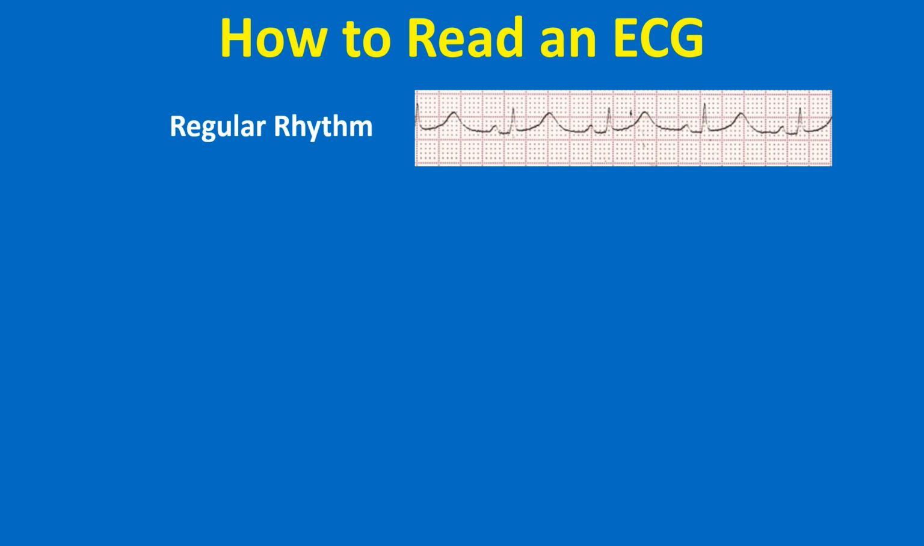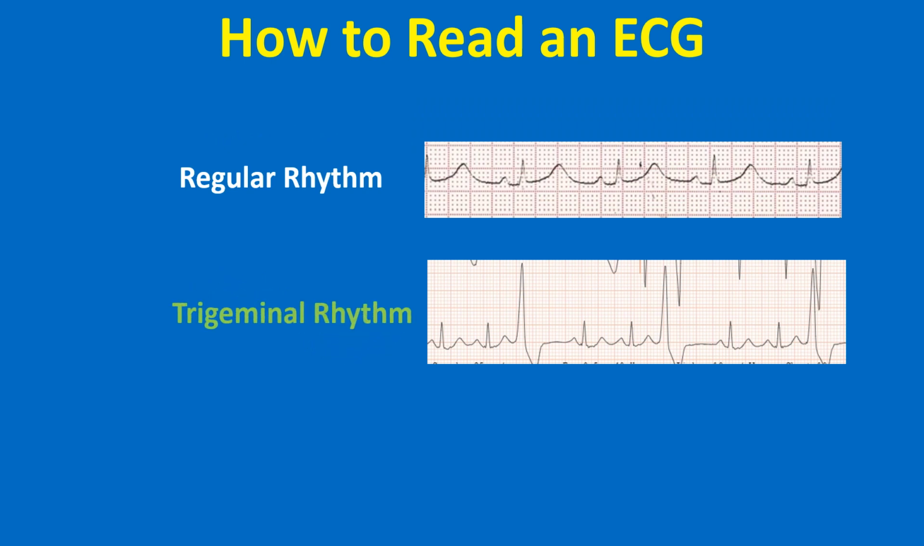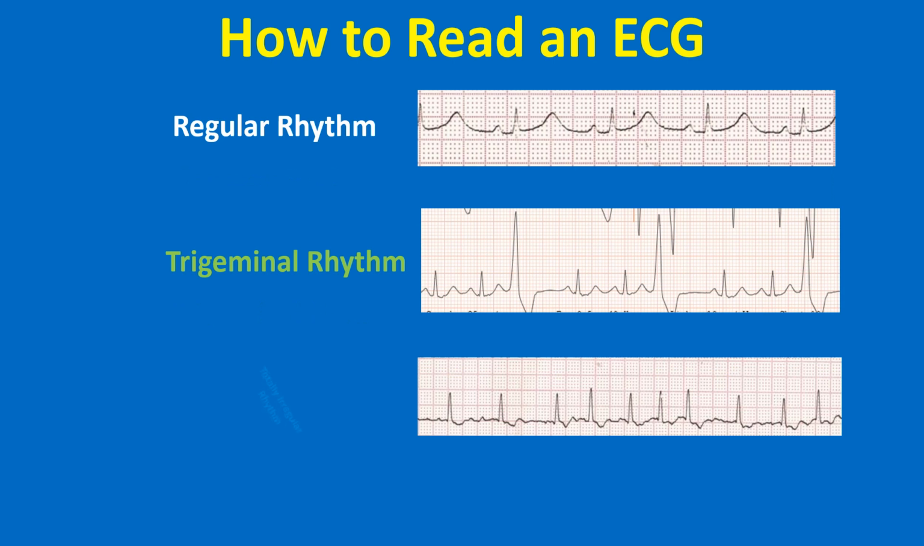If it is irregular, look for patterned irregularity or total irregularity, which is also called irregularly irregular. Here the patterned irregularity shown is a trigeminal rhythm. Two narrow QRS complexes are followed by a premature wide QRS complex. Totally irregular rhythm shown here is atrial fibrillation.